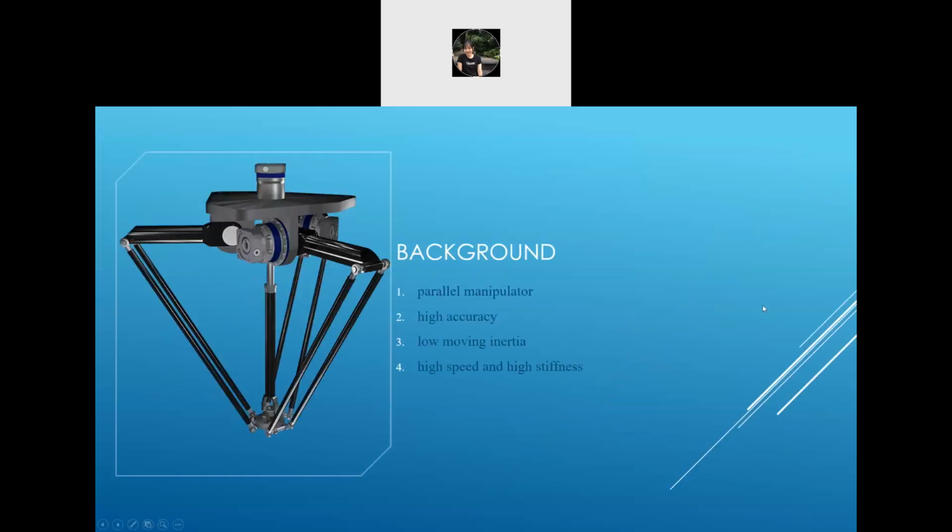For some basic background introduction, the Delta robot is a parallel manipulator that is broadly applied in industry for a series of benefits it provides compared to other manipulators, such as high accuracy, low moving inertia, high speed, and high stiffness. Based on all that, the Delta robot is suitable for picking, packing, and palletizing packaging processes. The parallel kinematics design makes the robot neat, fast, and silent.